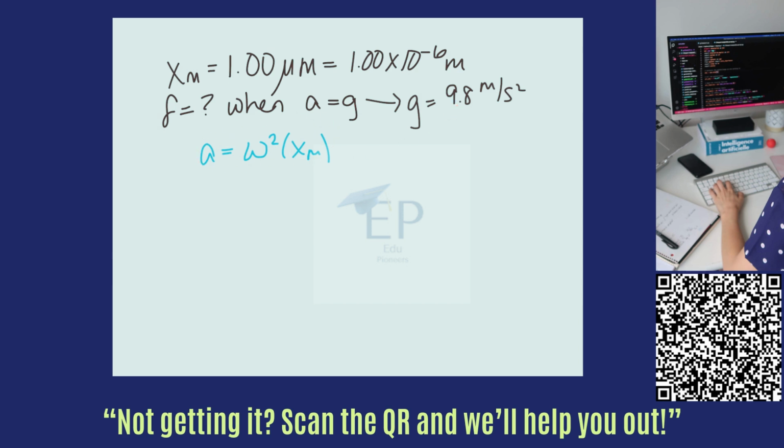But before we go plugging numbers in, let's go ahead and just finalize what equation we want to use. We're trying to find frequency, so using omega does not necessarily make sense, but we can alternate this and change the term because omega actually equals 2 pi f. So since omega equals 2 pi f, we can rearrange this equation to have it be acceleration equals (2 pi f) squared times xm.